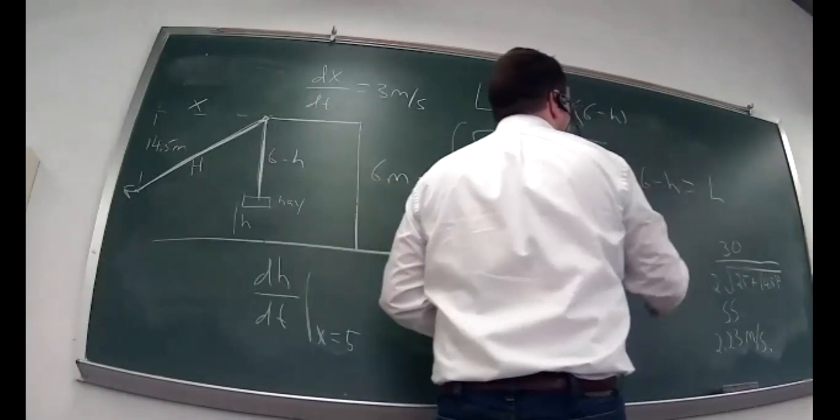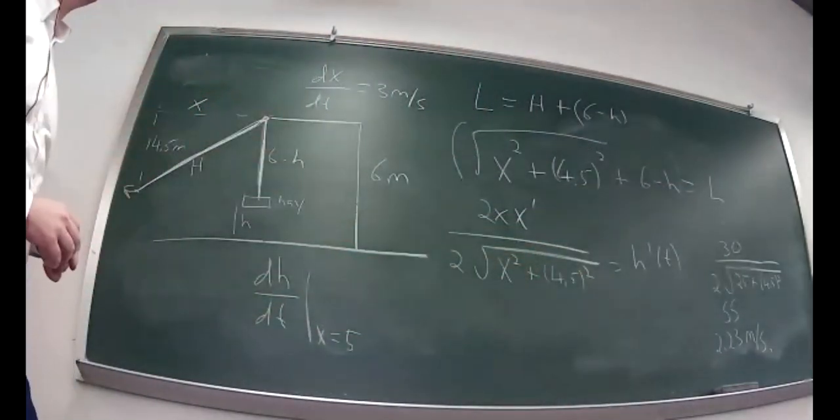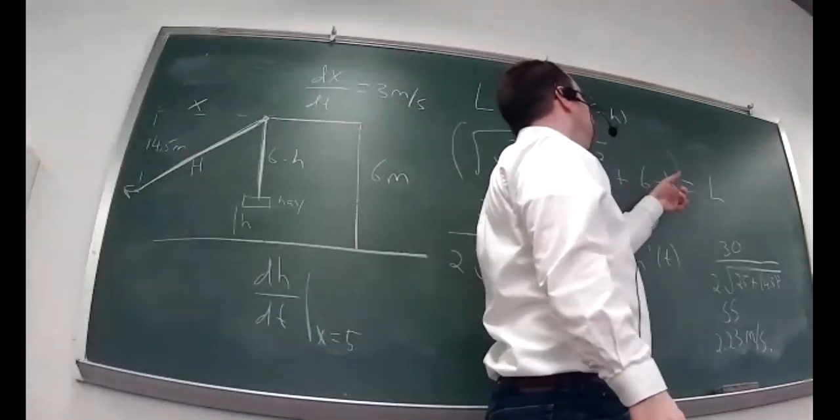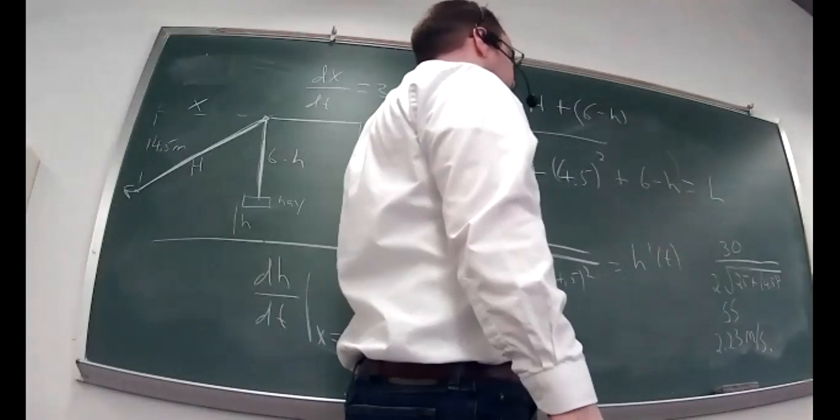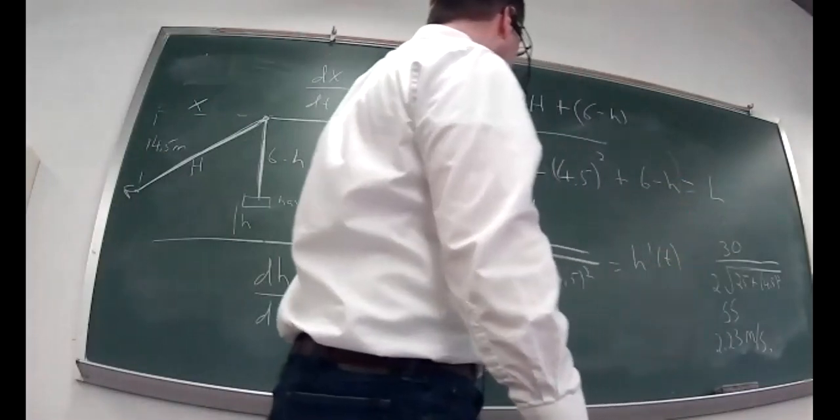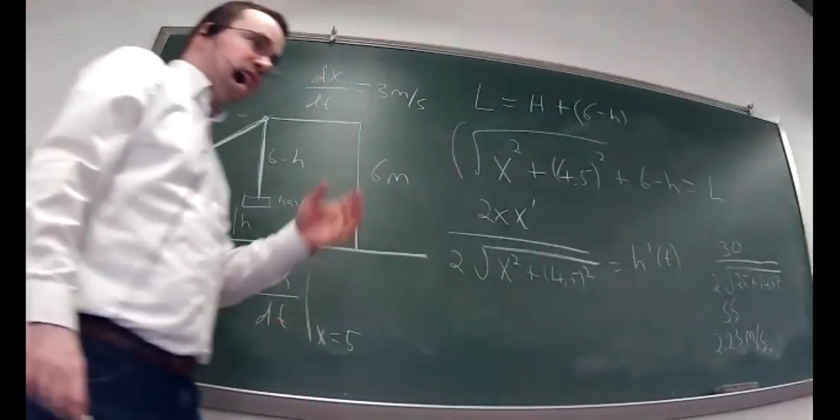And the derivative of 6 minus h is equal to negative h prime of t, just because the derivative of 6 is equal to 0, and the derivative of negative h is negative h prime. That's what I'm bringing to the other side and setting that equal. Cool. So other questions or comments?